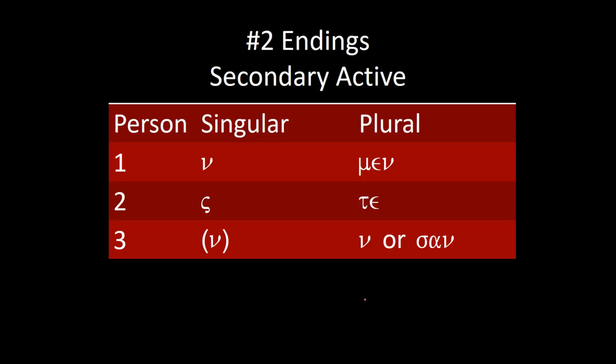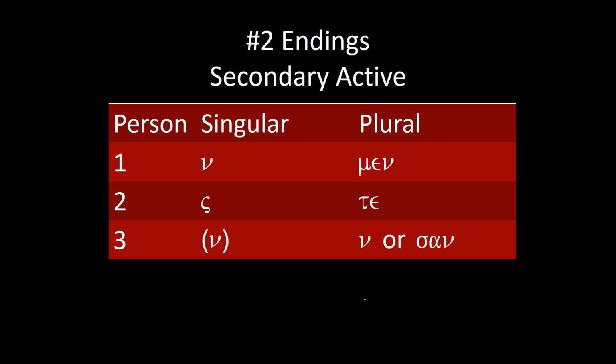So here are some new endings. I call these the number 2 endings. They're the secondary active endings. This is the second set of verb endings that we've learned. Nu, sigma, movable nu, men, te, nu, or son.